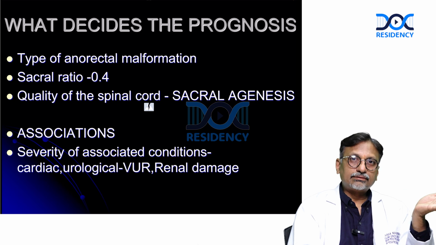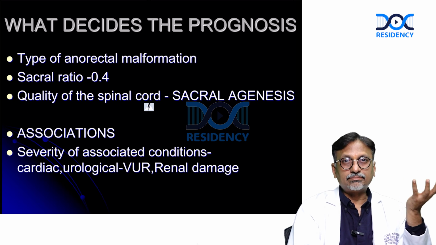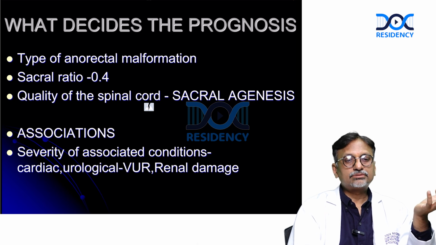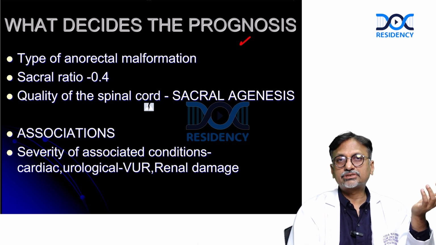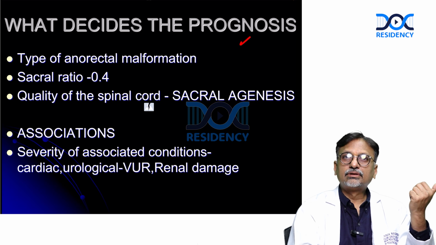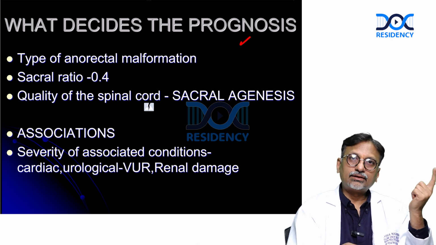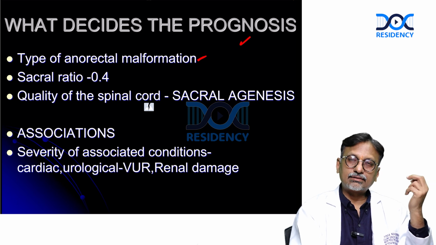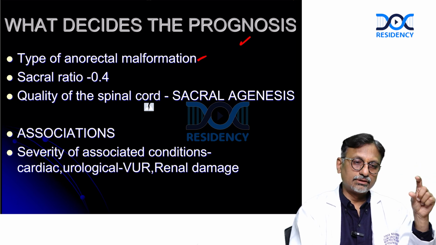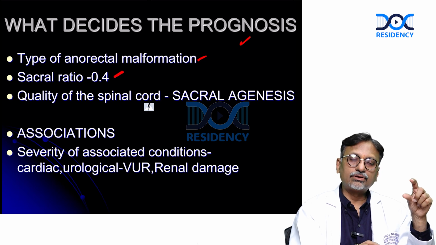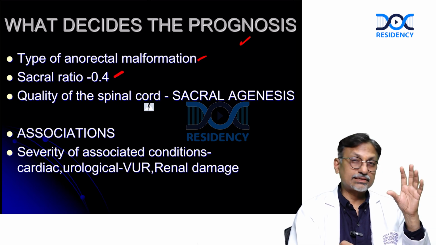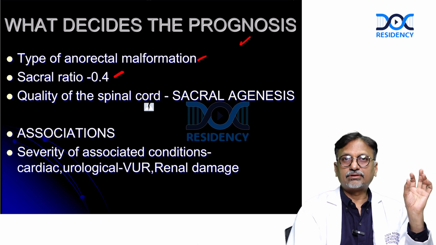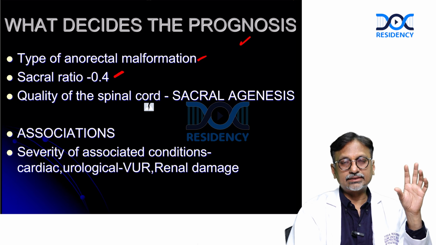Like I was telling, the first thing a parent wants to know is whether my baby is going to be normal like any other baby. That is what we call the prognosis or prognostication of this problem. What decides it is, one, as we discussed, the type of anorectal malformation. The other is the sacral ratio, where if it is less than 0.4, we tell them there is a high chance that your child will have incontinence. And the quality of the spinal cord and the sacrum, as we talked about, the spinal and sacral agenesis.